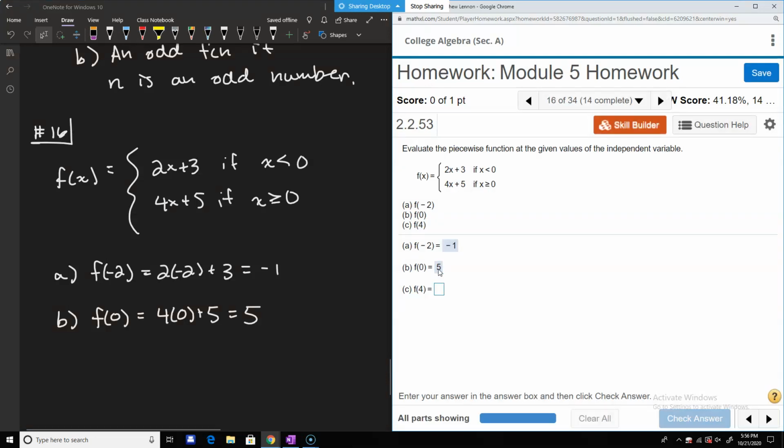And then the last part, C, f of 4. We're using the bottom part still. It's a positive number, 4 times 4 plus 5. That comes out to 21.